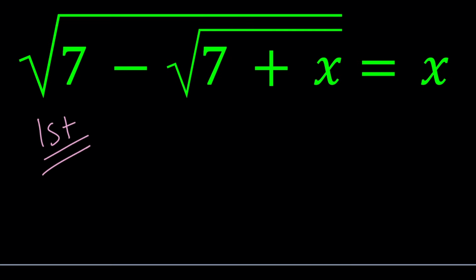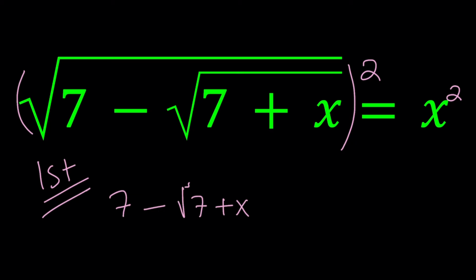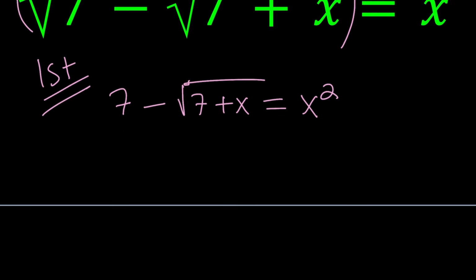For my first method, I'm going to do the obvious: square both sides. A lot of times when we have radical equations, we square both sides to get rid of the radical. In this case, we have two radicals. So the first time we're going to get 7 minus the square root of 7 plus x equals x squared, because this square will cancel out the outer radical. And we get this expression.